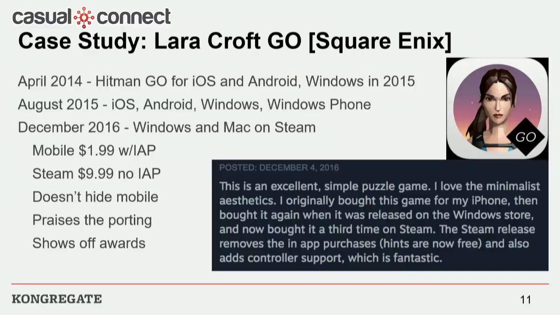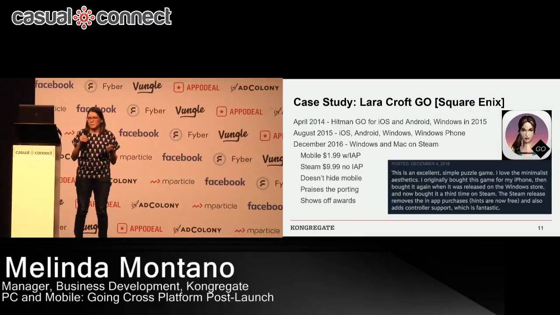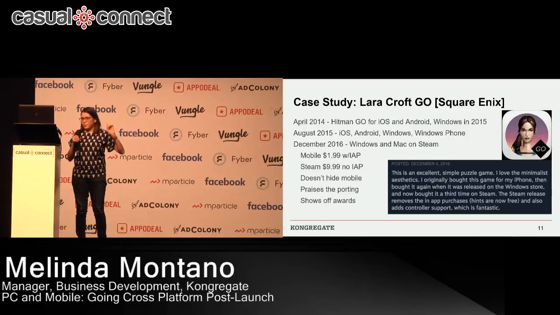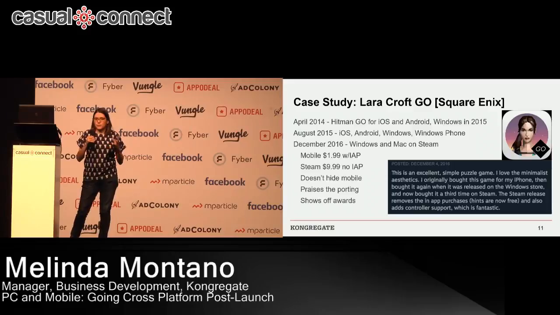So it was in 2016, again, price difference. Mobile was actually kind of, I think the term is paidmium. So it was $1.99 with an in-app purchase for hints and tips. So on Steam, they took out all the IAP, they retooled a lot of the menus, and it was a $9.99 purchase. Read that quote while I'm talking. I don't have time to read it, but everybody loved the port.